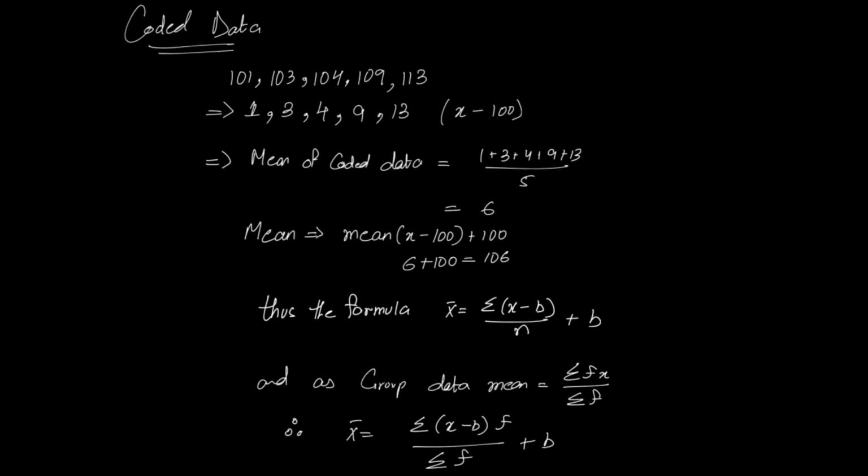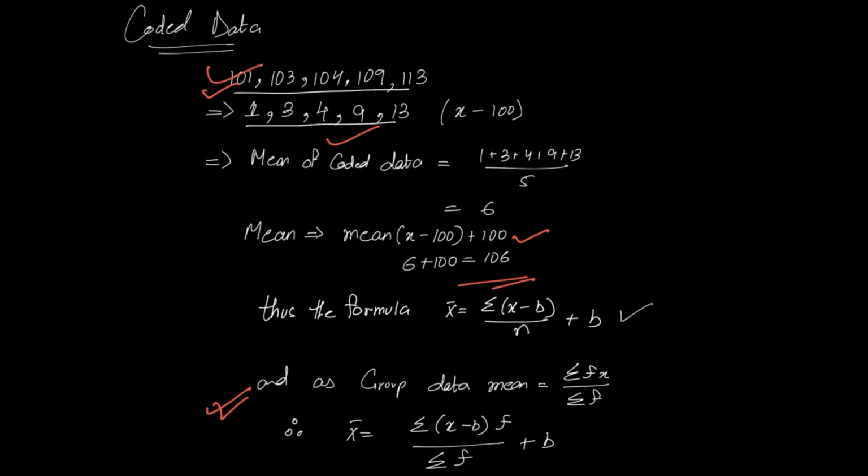Okay, so now let's take a look at coded data. So for example, I have this set of data. So I can take this as 1, 3, 4, 9, and 13 as it's simpler. So basically what I'm doing is I'm doing x minus 100 from each and every one of them. So the mean of the coded data is calculated. We take a mean out of this set of data, and then to get the mean of this data, we add 100 because we had originally subtracted 100. So we get 106 as the mean of this data. Okay, so basically we get the formula, which is if we subtract something from the mean, we take out the mean of that set of data, and then we add the thing later when we take out the data.